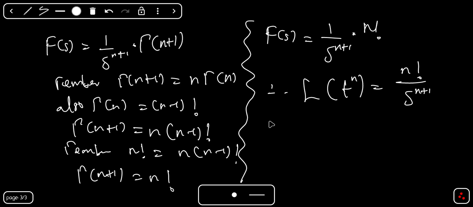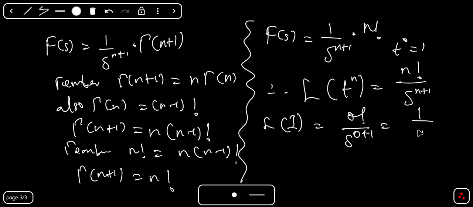Let's say you are asked to find the Laplace transform of t raised to the power of 0, or let's just say you are asked to find the Laplace transform of 1. Now, in this case, the value of n will be 0 because t raised to the power of 0 will give us 1. So we are going to have 0 factorial over s raised to the power of 0 plus 1. And 0 factorial will give us 1, so we have 1 over s. That's the Laplace transform of 1.